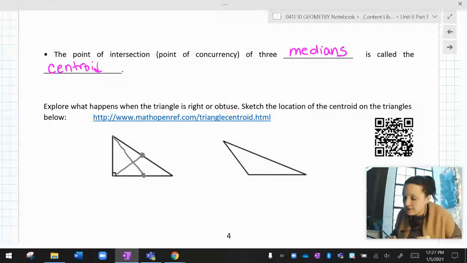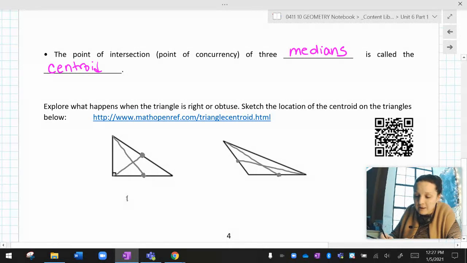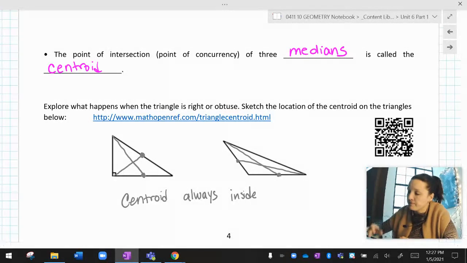The centroid is on the inside. And if I look at this one, here's a midpoint, connect to that side. Here's a midpoint, connect to that side. Centroid is still inside. The centroid is always inside the triangle. Okay, the circumcenter is the one that can be outside the triangle.